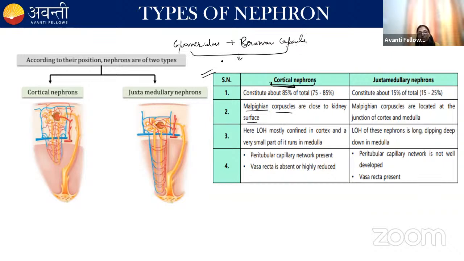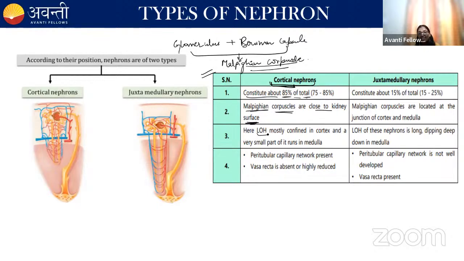Together, they constitute the Malpighian corpuscle. Remember this. In case of cortical nephron, the Malpighian corpuscle is close to the kidney surface. Close to the kidney surface means they are referring to the cortex. And they constitute 80 to 85% of the total nephron.